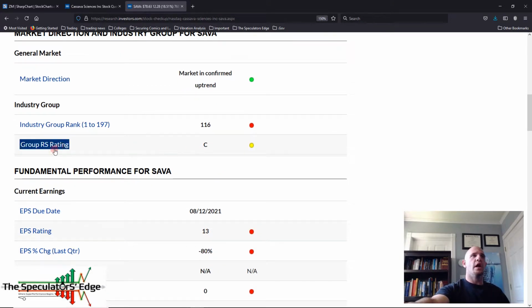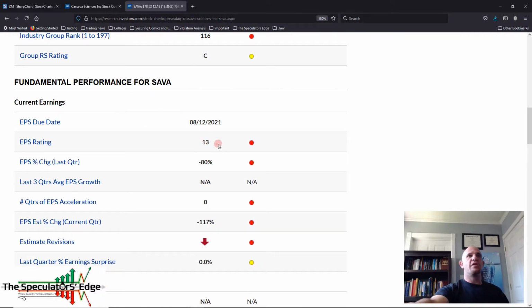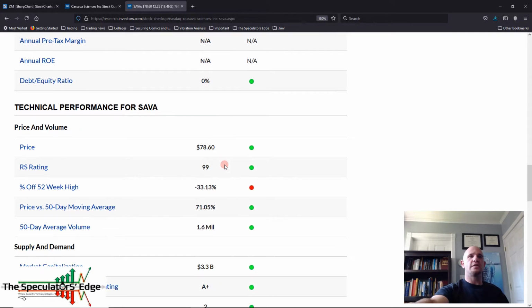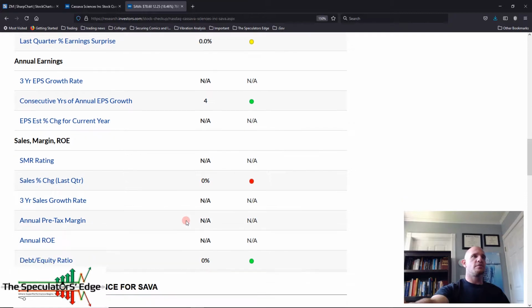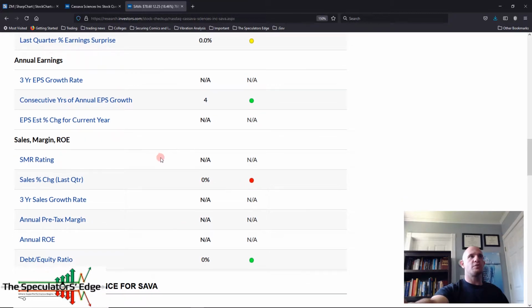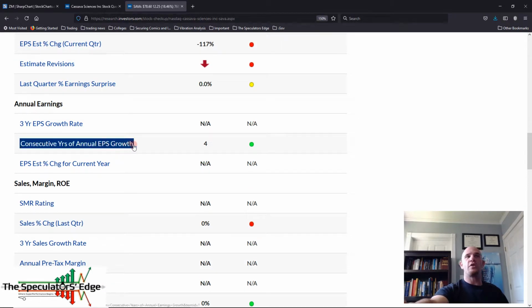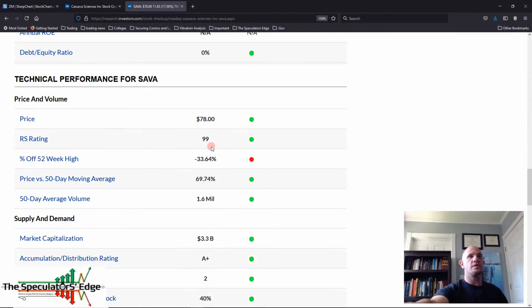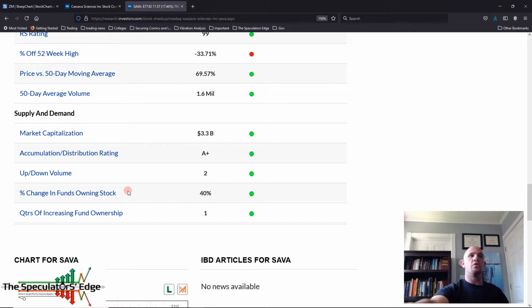So other than that, the group relative strength rating is a C. Didn't have very great earnings. The earnings per share rating is not great. Other than that, the sales, I mean, it's not really showing any sales, but it did have consecutive years of annual earnings per share growth, which has been 4. That's good. So 4 years of consecutive annual earnings per share growth. That's really good to see. Okay, we do have a huge percent change in funds owning the stock, which was 40%.